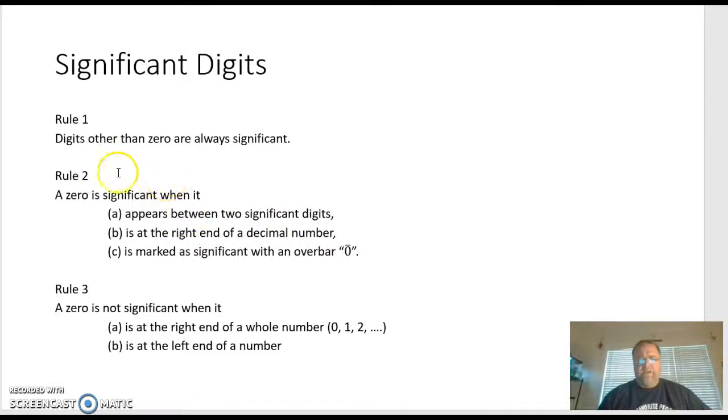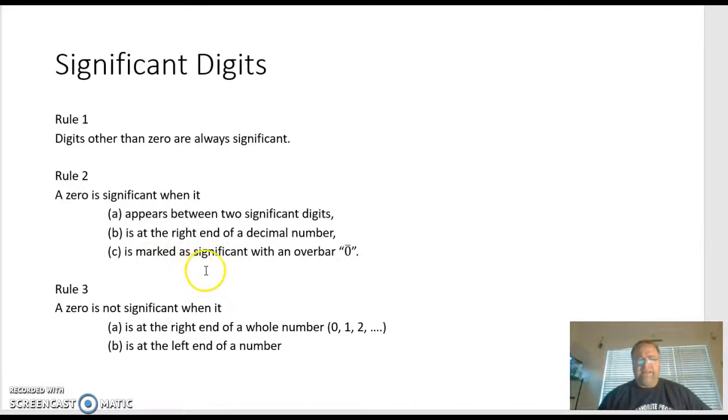But here are the rules. The first one is that digits other than 0 are always significant. So if it's not 0, then it's a significant digit. The second rule is there are certain times when zeros are significant. The first is when they appear between two significant digits. If there's a significant digit on either side, that zero is also going to be significant. The next is that it's significant if it's at the right end of a decimal number. That means if you have a number with a decimal point, all zeros to the right of the decimal point are significant, even the ones at the end.